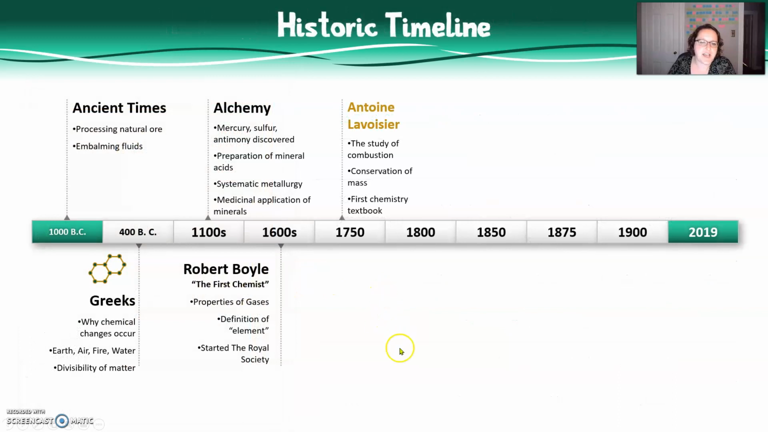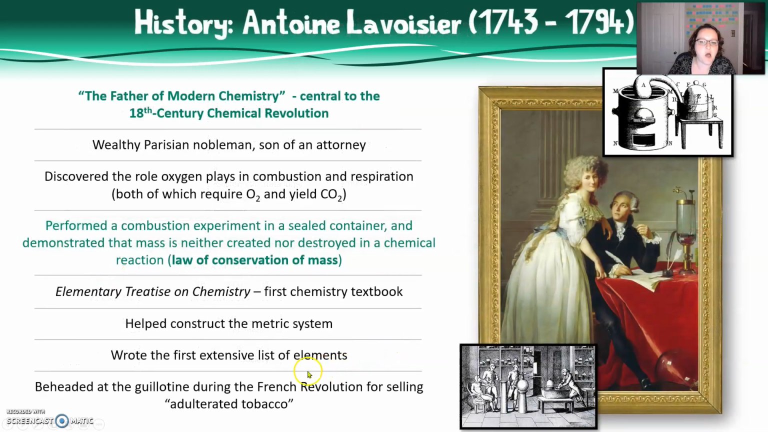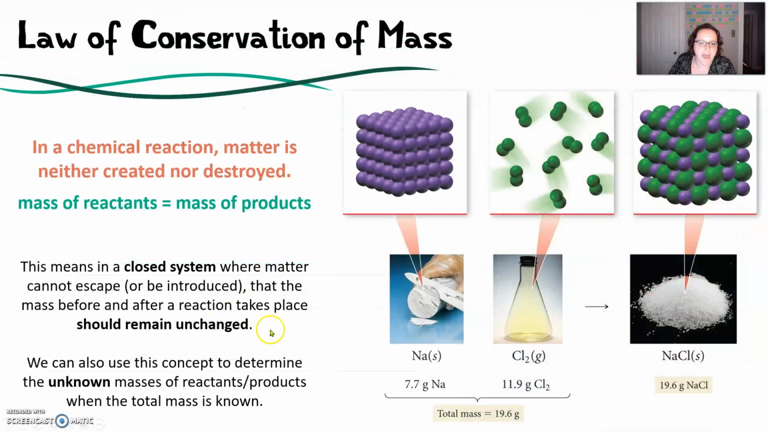50 to 100 years after Boyle's time, the Frenchman Antoine Lavoisier begins to study the process of combustion and is later dubbed the father of modern chemistry. Lavoisier's law of conservation of mass becomes the first major principle in studying chemistry. The law of conservation of mass states that matter is neither created nor destroyed in a chemical reaction.